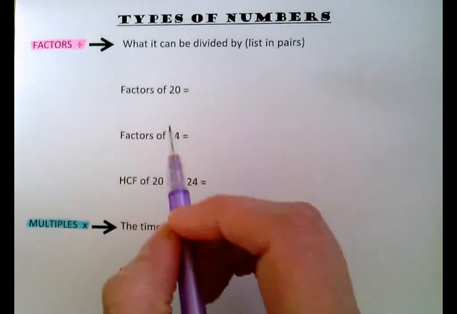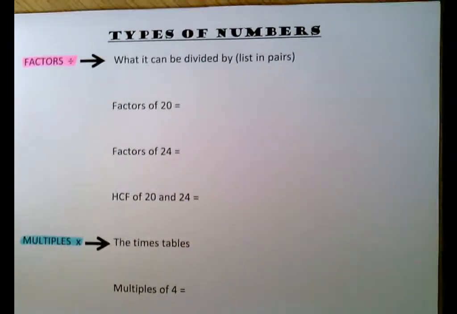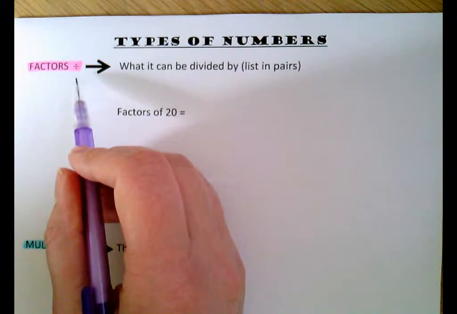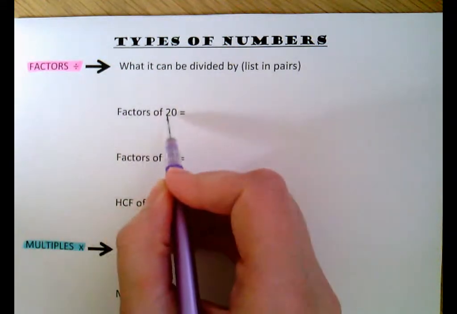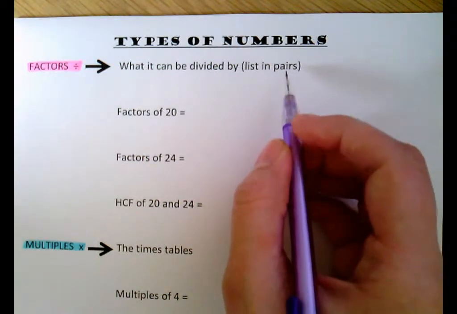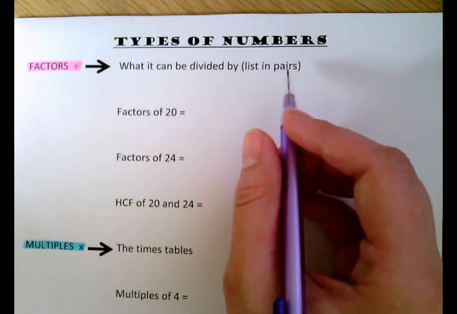This video is on types of numbers like factors, multiples, primes, square numbers, cube numbers and negative numbers. So first of all, factors. Factors of a number are everything that it can be divided by. So for example, factors of 20, I would list them in pairs starting with 1 and the number itself, because a lot of the time people forget about 1.